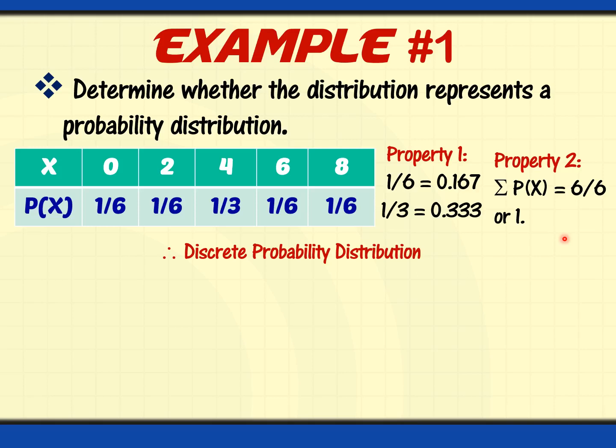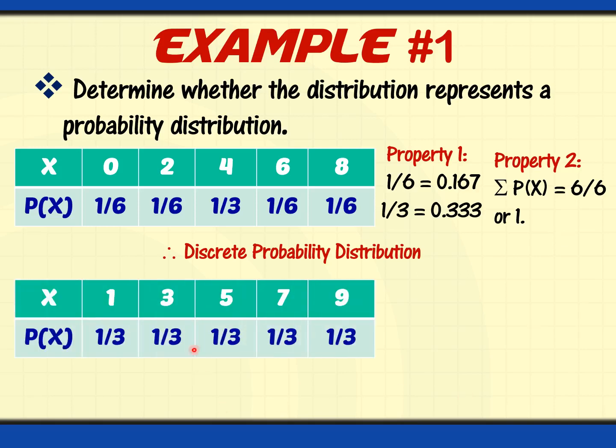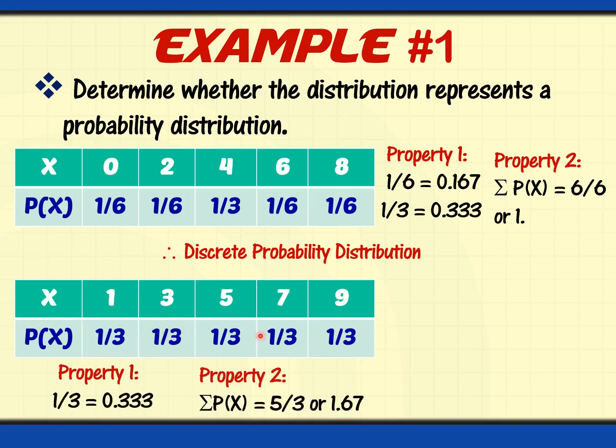Is that clear? Okay, let's have another example. So another table. Again, 1/3 is just simply 0.333. Property number 1 is met. Each of the probabilities is greater than 0 but less than 1. And for property number 2, we're going to add that one, that is 1 plus 1 plus 1 plus 1 plus 1 is 5/3 or 1.67. So the sum of all the probabilities is not equal to 1. It is greater than 1. Therefore, property number 2 is not met, and therefore this is not a discrete probability distribution. Is that clear?